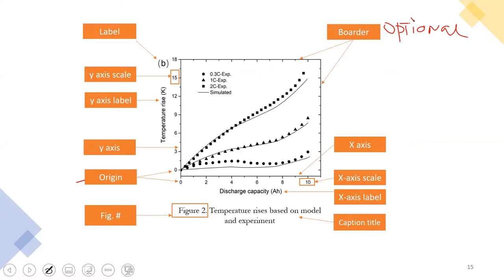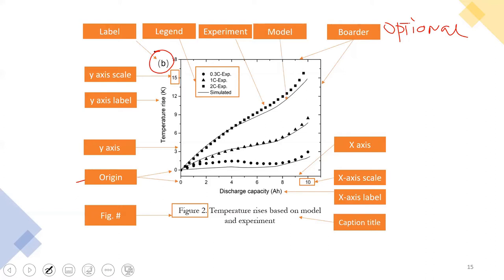Label, this is the figure 2B, right? This is called a legend. This legend clearly explains what they are for. And for experimental data, you use desaturated data. For the model, you use continuous data.